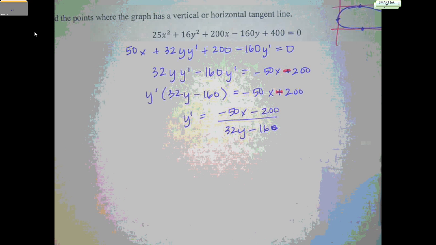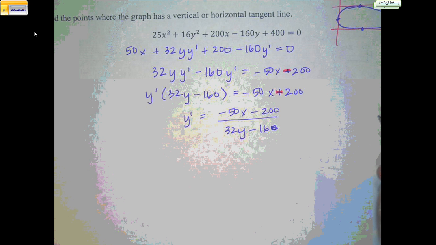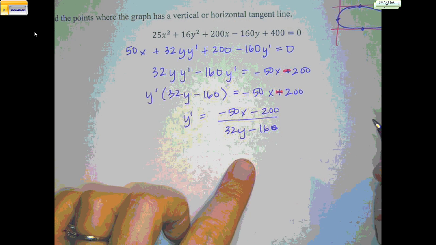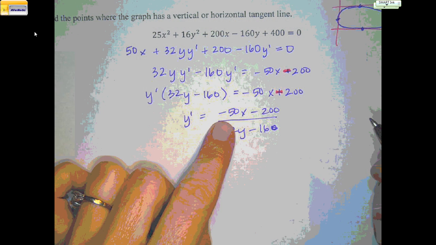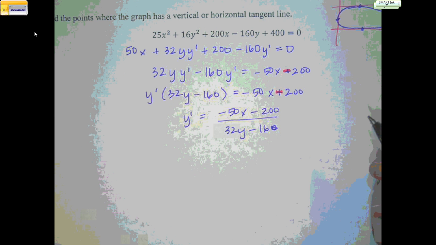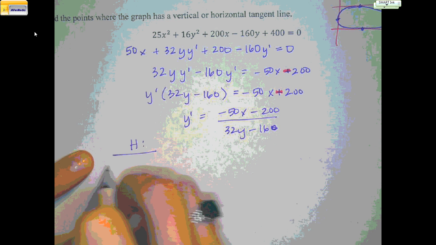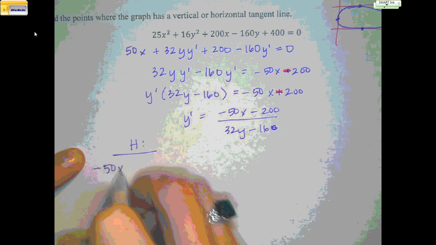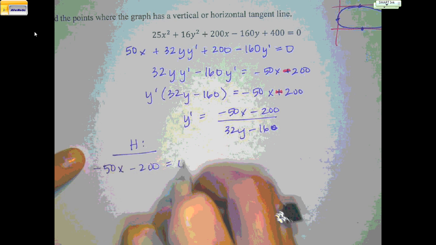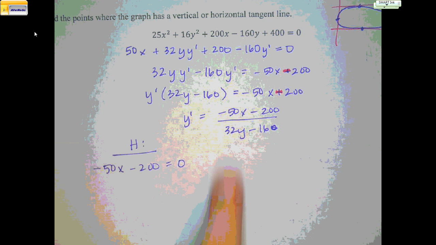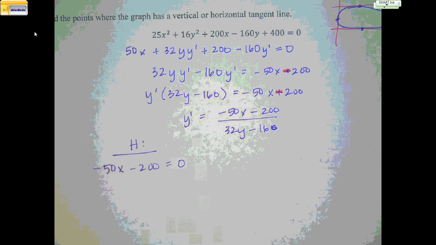We knew we were going to wind up with a fraction because they're looking for vertical tangents, and you know that means that there's a 0 on the bottom. Now, if we're looking for a horizontal tangent, and we've got this whole fraction that we want to set equal to 0, don't we really just have to set the top equal to 0? It doesn't matter what's on the bottom. As long as the top is a 0, the whole thing's 0, right? So for our horizontal tangent, we're going to say negative 50x minus 200 equals 0. So we set the top equal to 0 because I want my slope to be 0.